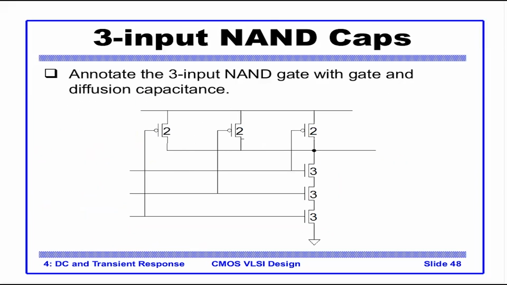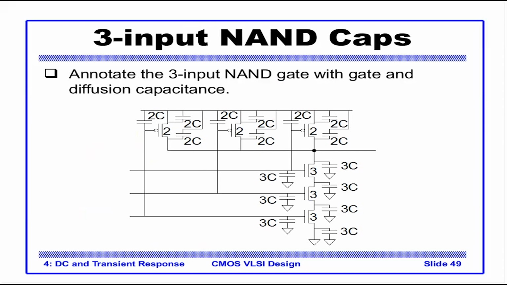Now we have seen the widths of all the PMOS and NMOS. Now let's annotate the capacitance and resistance over it. This looks very complex, but it is not that complex in reality. A width of 3 means 3C at each of the gate inputs, and 3C cap at each drain and each source.